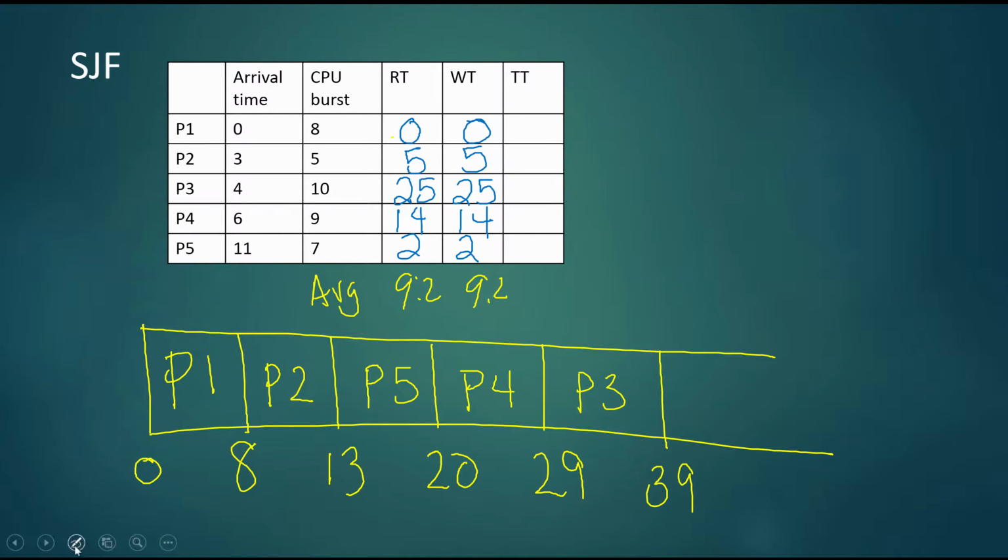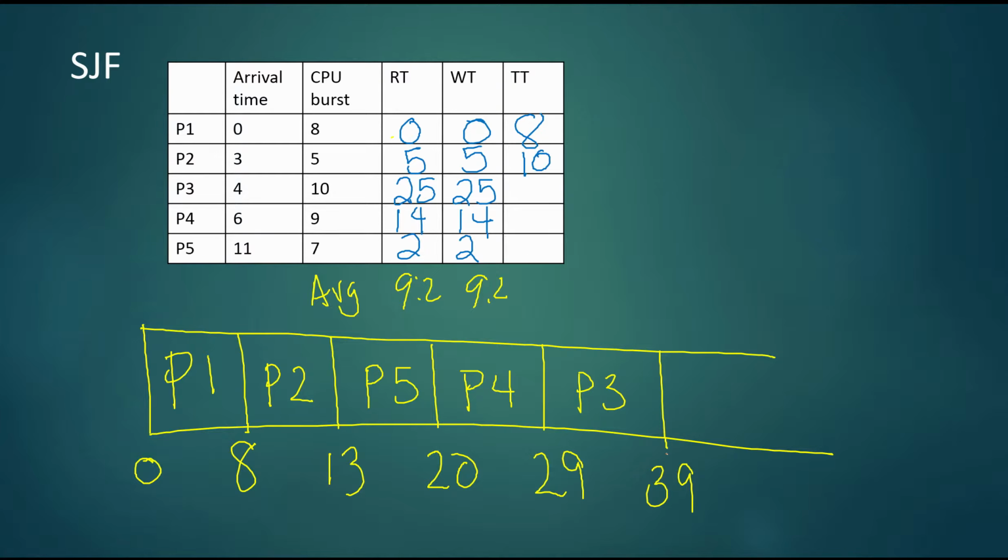All right, so now let's calculate the turnaround time. You take the last entry on the Gantt chart and subtract the arrival time. So P1, turnaround time is 8. P2 finished at time 13, arrived at time 3, so P2's turnaround time is 10.